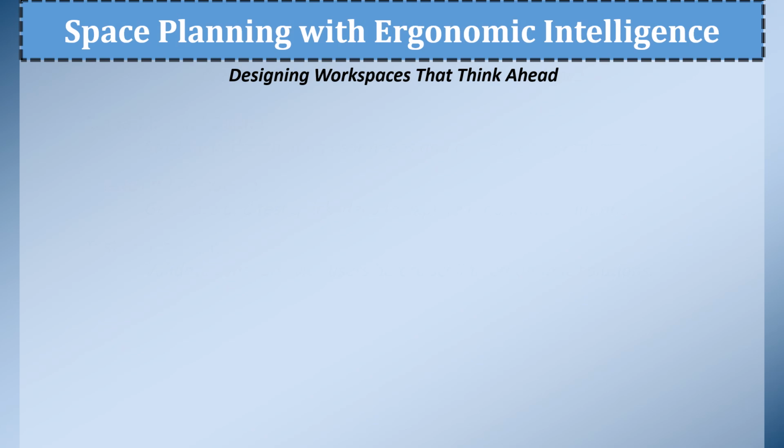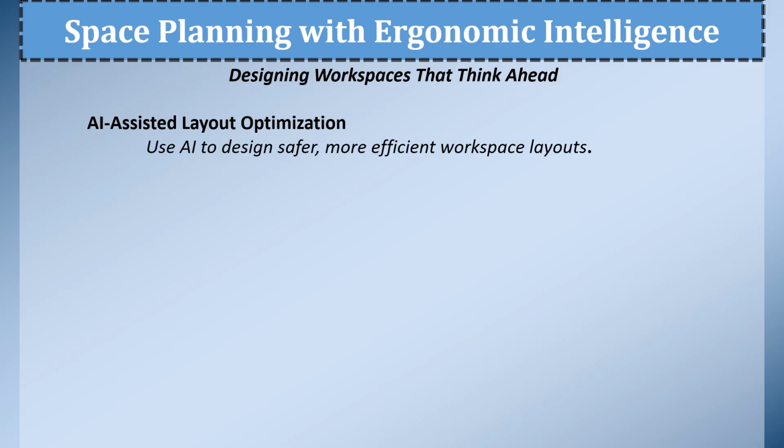Space planning with ergonomics intelligence. Designing workspaces that think ahead. AI-assisted layout optimization. AI tools can analyze floor plans, employee movement patterns, and equipment usage to optimize space layout. They help place frequently used items within easy reach, identify crowded zones, and minimize unnecessary motion. This improves both safety and workflow efficiency.